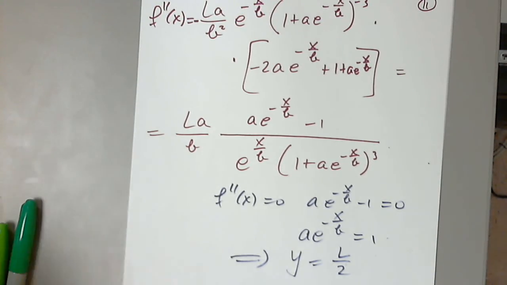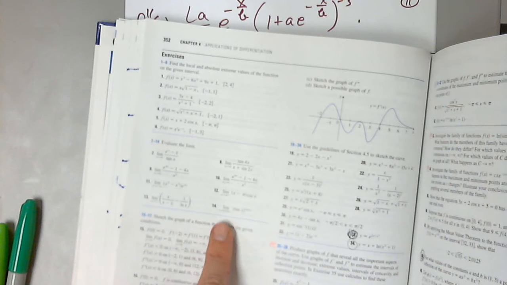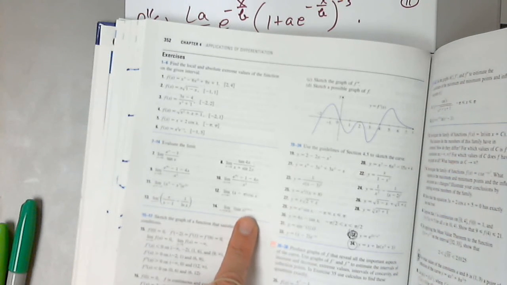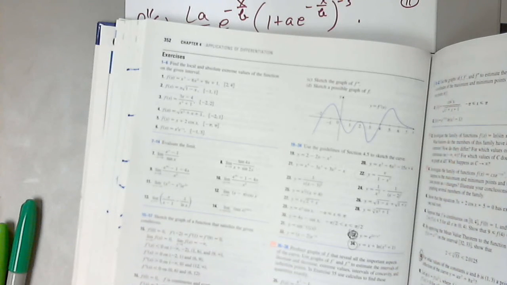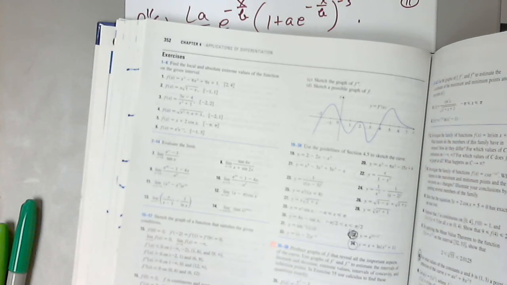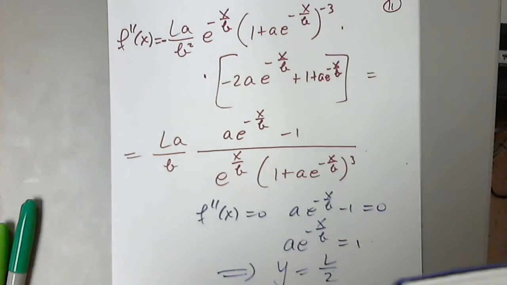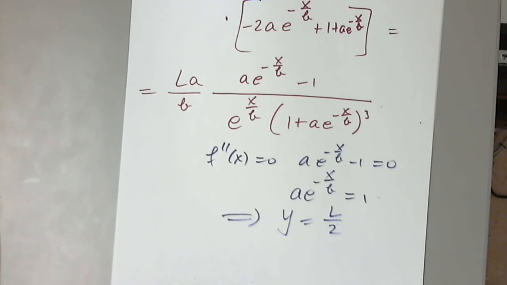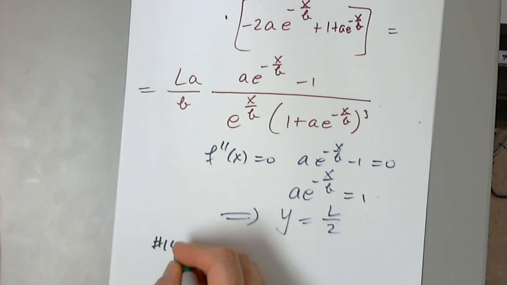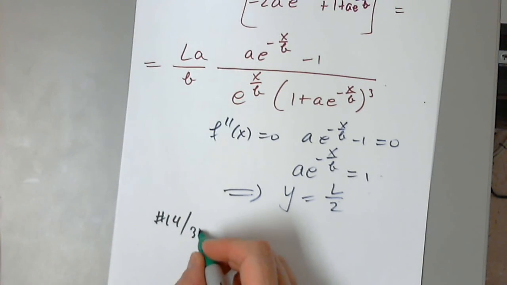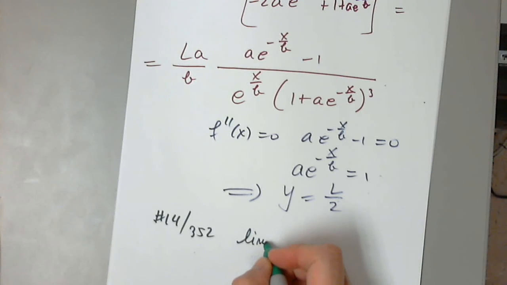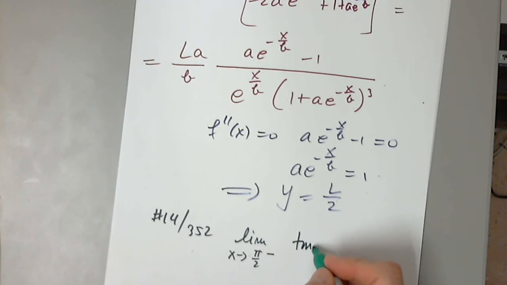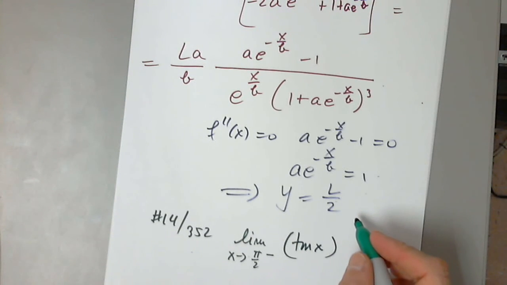Okay, so in the review, I only see one, which is the limit as x approaches pi over 2 from the left of tangent x raised to cosine x. Is that something you would like to work on? Yes? Okay, let's try. So, number 14 on page 352. This is the limit as x approaches pi over 2 from the left of tangent x raised to cosine x.